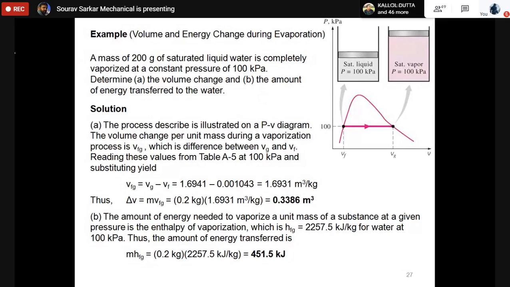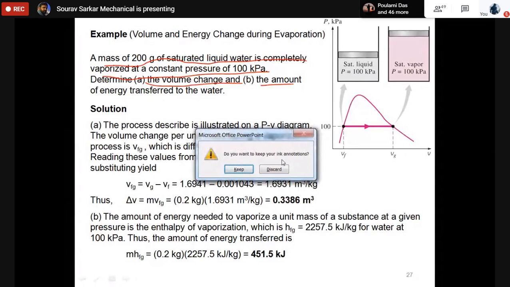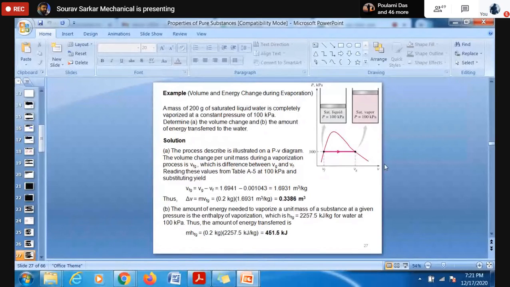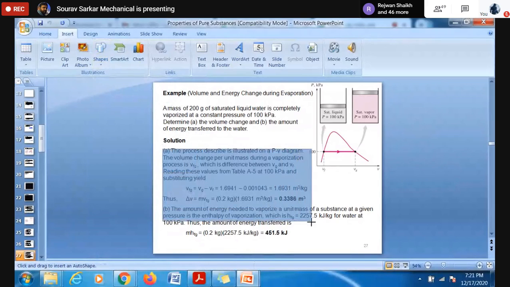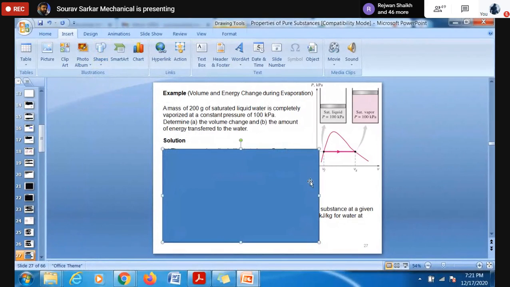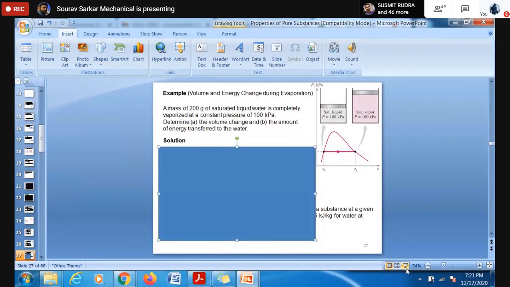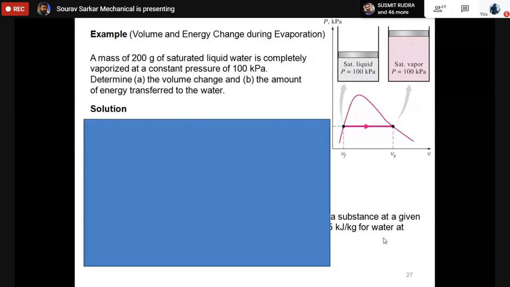A mass of 200 grams of saturated liquid is completely vaporized at a constant pressure of 100 kPa. Determine the volume change and the, just wait for 1 minute. Can you solve this problem?